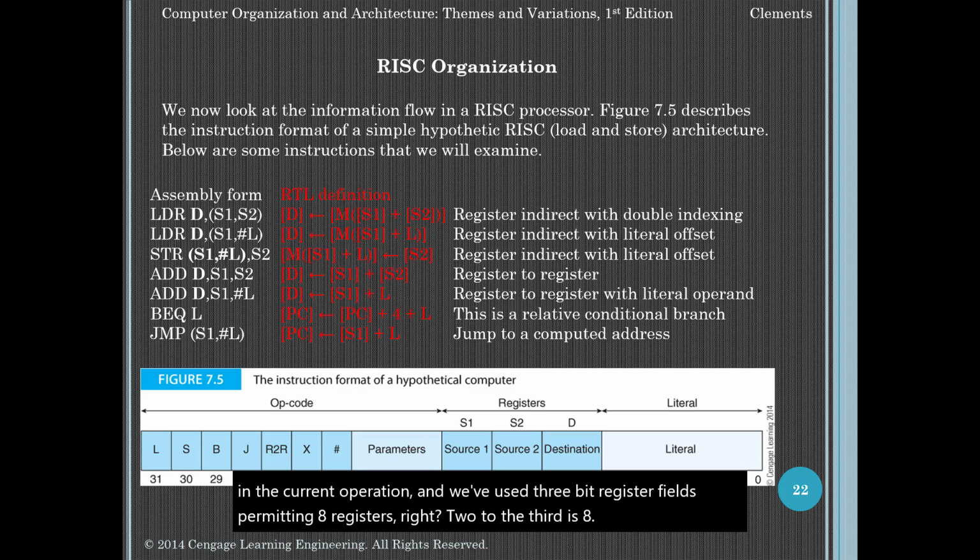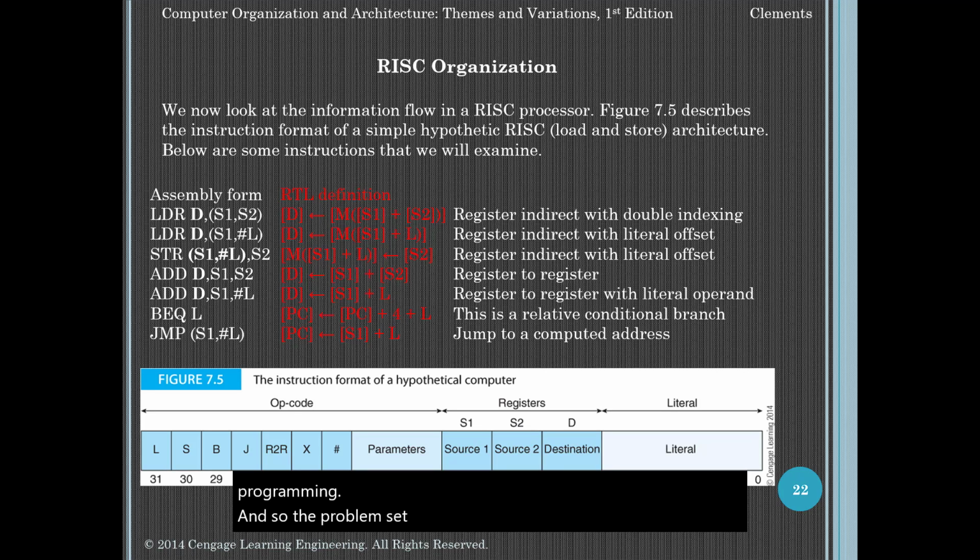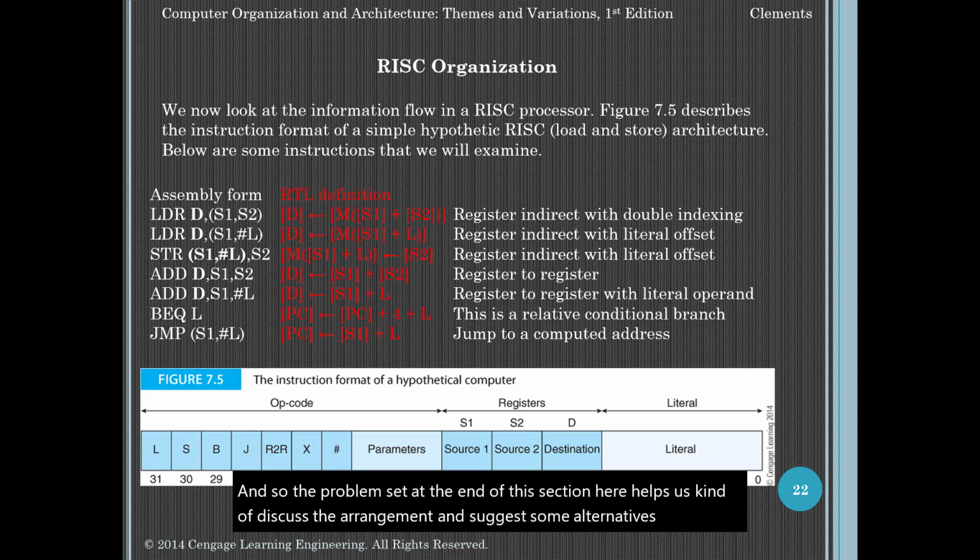And then finally, the 12-bit field that we see in bits 11 through 0, which is labeled here by literal, provides a literal that can be used by instructions. And we saw how to use literals previously when we learned a little bit about ARM programming. And so the problem set at the end of this section helps us discuss the arrangement and suggest some alternatives. But from a very simple standpoint, this is the instruction format of our computer.